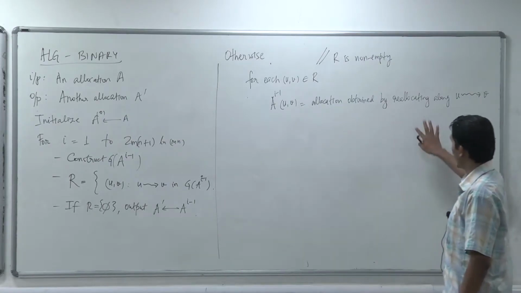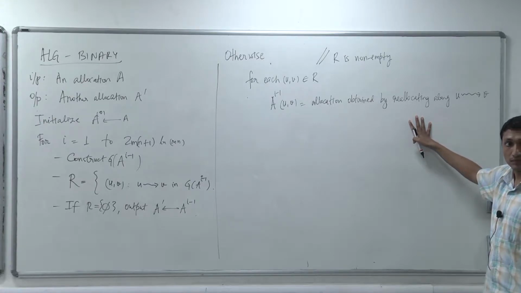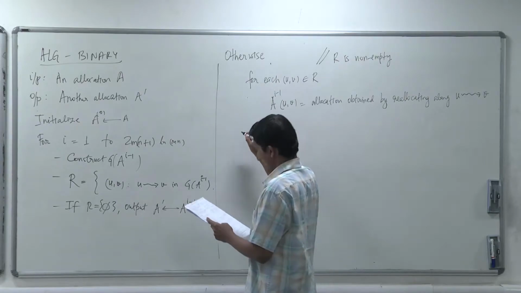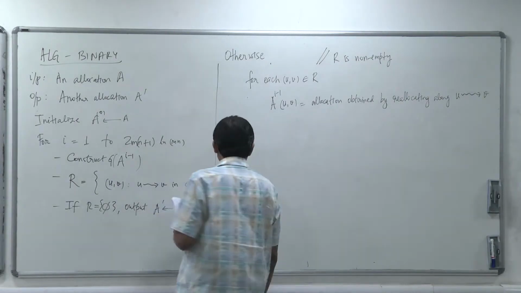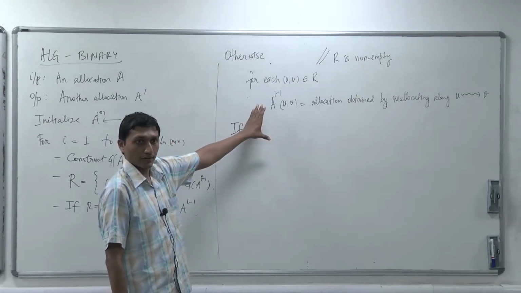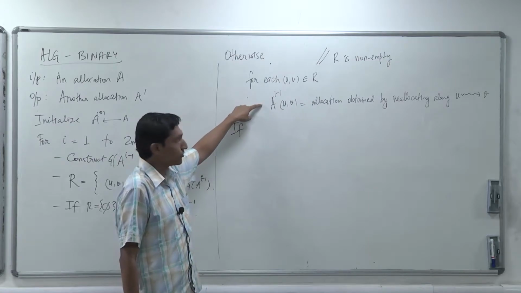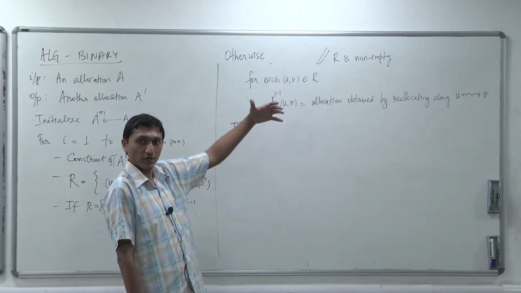And note that I'm deliberately not specifying along what path, because it does not matter. So you do this for every pair. You obtain a bunch of allocations here, and you see if any of them has a higher Nash social welfare than your current iterate.